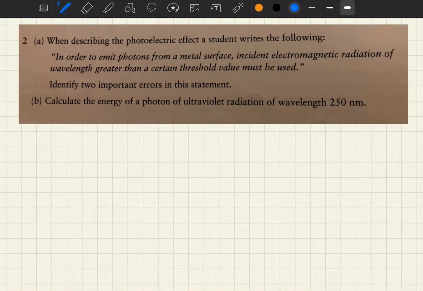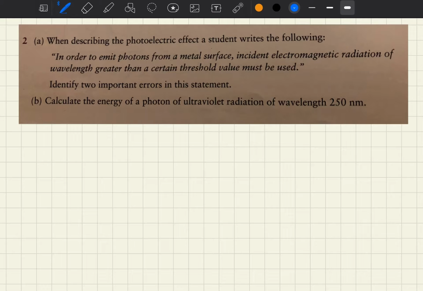A question. It's from June 2005's physics exam. So first question, when describing the photoelectric effect, a student writes the following. In order to emit photons from metal surface, incident electromagnetic radiation of wavelength greater than a certain threshold value must be used. So identify two important errors in this statement.